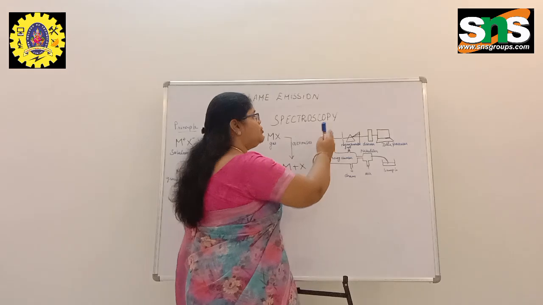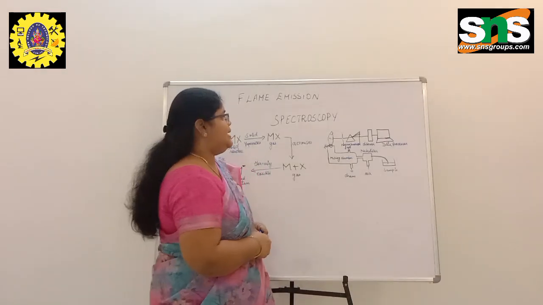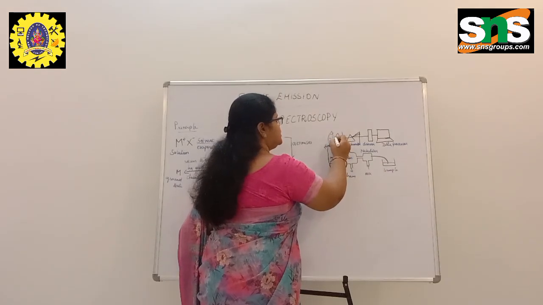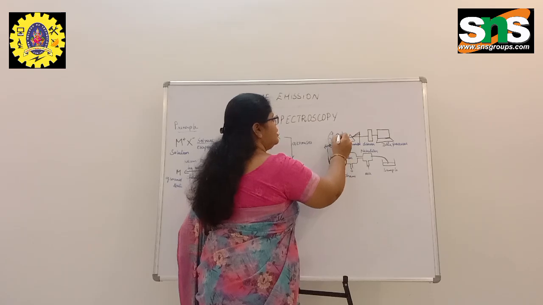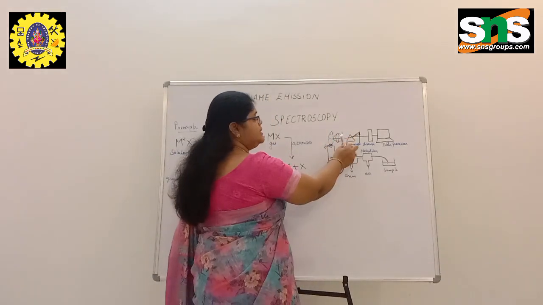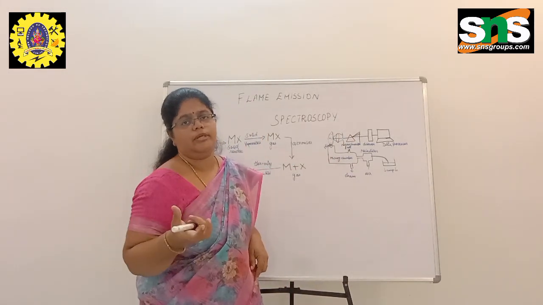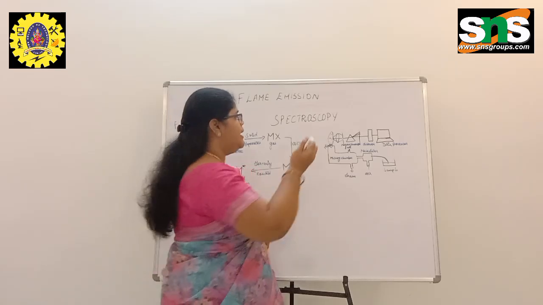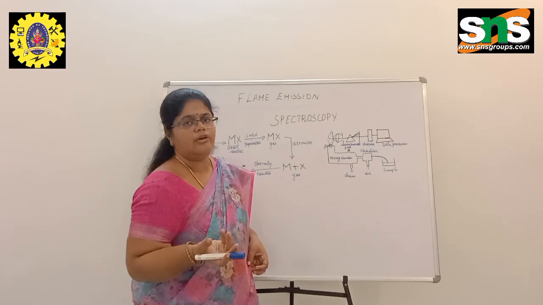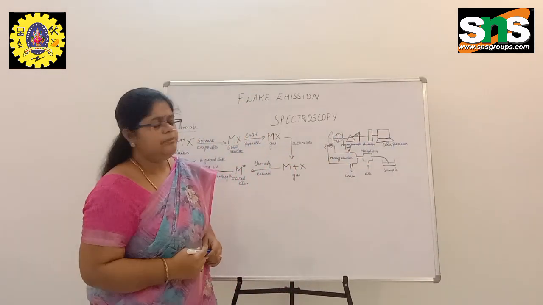So what is the purpose of the monochromator? You have a lens, and after that you have a monochromator. The lens converges the light and it is sent to the monochromator. The monochromator will select a particular wavelength. So you are fixing the monochromator at a particular wavelength and allowing it to pass to the detector, which is usually a photodiode or a photocell, and the next is a data processor where you get the data.